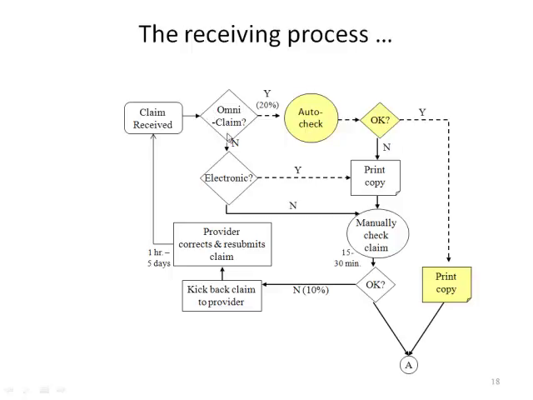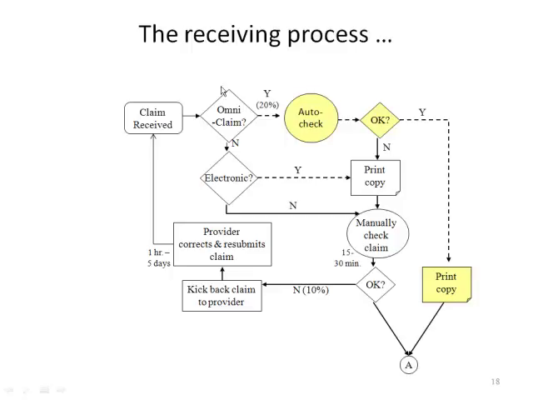So let's say we do have an Omni claim being submitted. It goes through auto check. If it's okay, we print it out and send it on to the approval process. So they're still dealing with paper here. But that's obviously the quickest path through the system, and I have it marked in yellow.